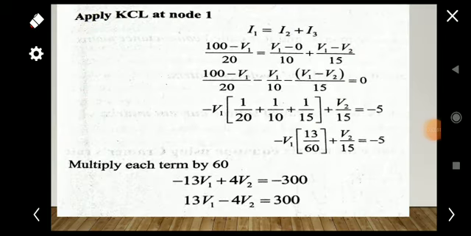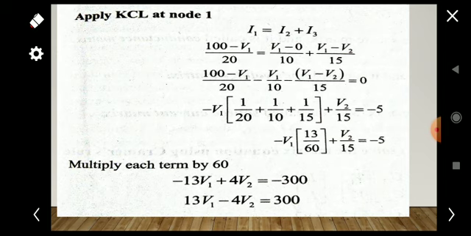We substitute the values of I1, I2, I3 here and solve these equations, writing them in the standard form. You can use any method to solve these equations, either cross multiplication or the LCM method. Whatever the method, we have to obtain the equation in the standard form, that is something into V1 plus something into V2 is equal to a constant. The final equation we obtain is 13 V1 minus 4 V2 is equal to 300.